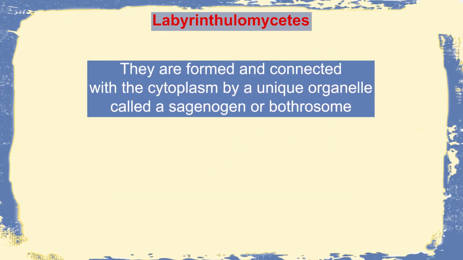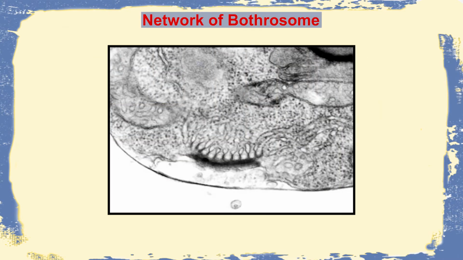Inside the cell, there is a unique network-like structure which will hold the different membranous structures, and this is called bothrosome or sagenogen, and this is a unique organelle present in Labyrinthulomycetes. We come to another group under Oomycota, and that is called Hyphochytridiomycetes.